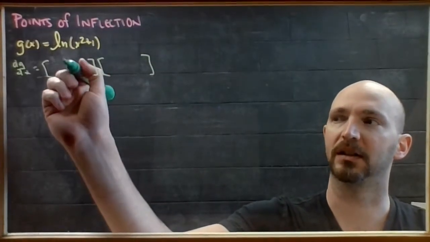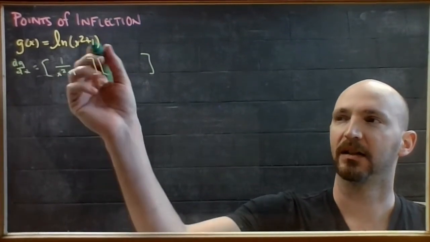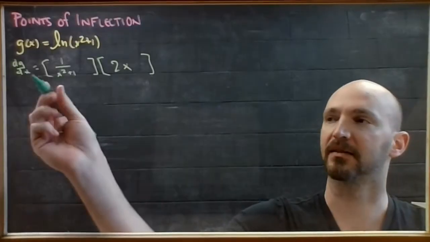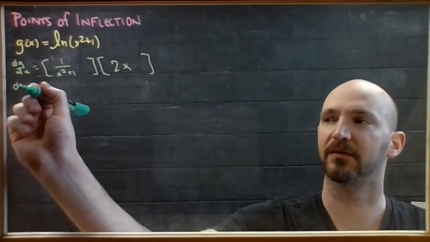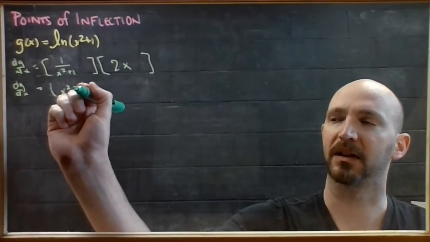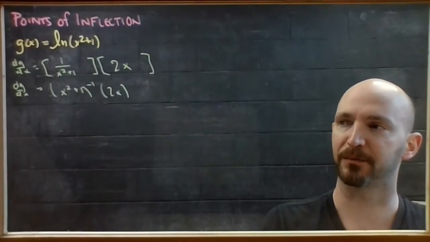The derivative of a ln is 1 over whatever is inside of it, and the derivative of x squared plus 1 would be just 2x. So I end up with this derivative being x squared plus 1 to the -1 multiplied by 2x.